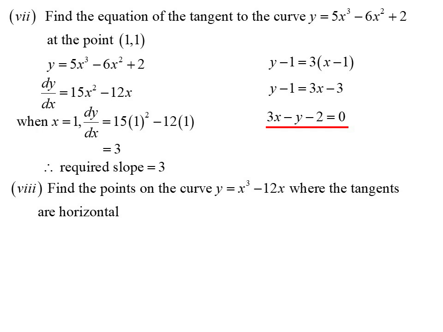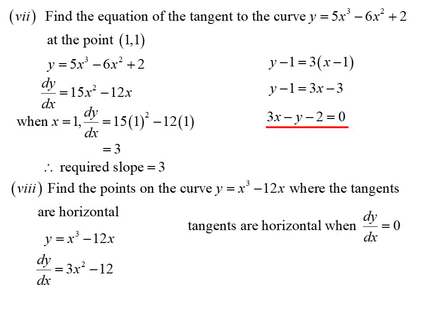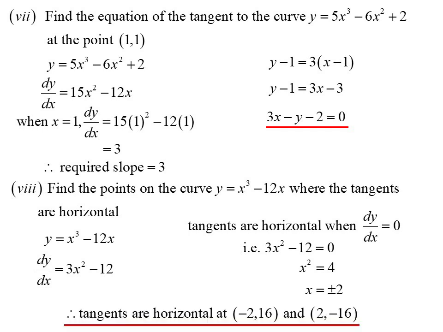Find the points on the curve where the tangents are horizontal. Well, there's our curve. What's this question really saying? I want to know when the tangents are horizontal, when the gradient is horizontal, when the gradient function is equal to 0. Let's find it. dy/dx is 3x squared minus 12. I want to know when that is equal to 0. Solve that: plus or minus 2. But they've asked me for the points, they don't just want the x values. So let's sub that back in and we'll get the y values: minus 2, 16, and 2, minus 16.